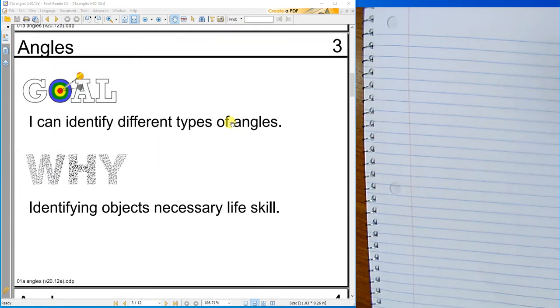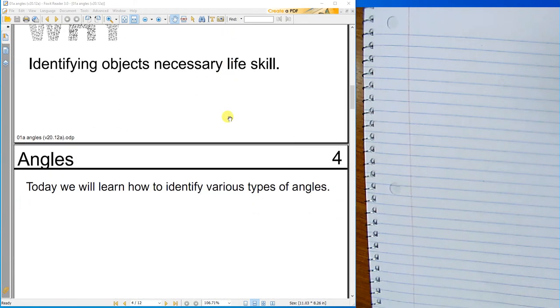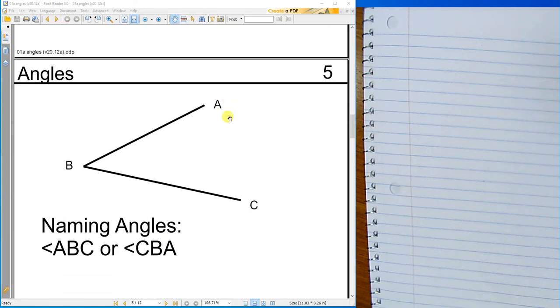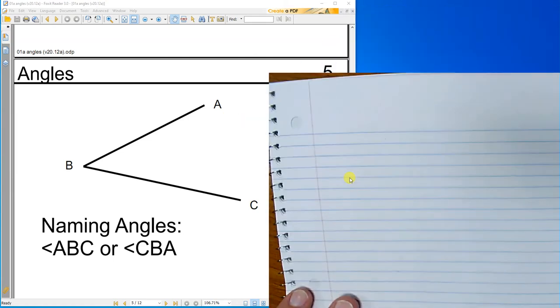So our goal is to be able to identify different types of angles. Identifying objects is a necessary life skill. Today you're going to learn how to identify various angle types. So let's start with how to name angles. Actually, let's start with our name and the title, which is angles.